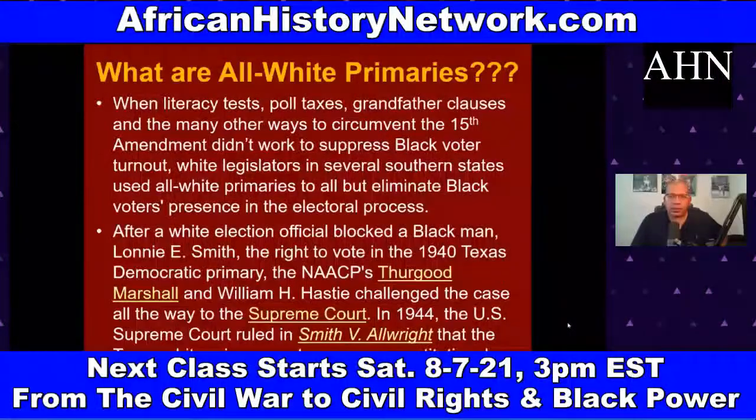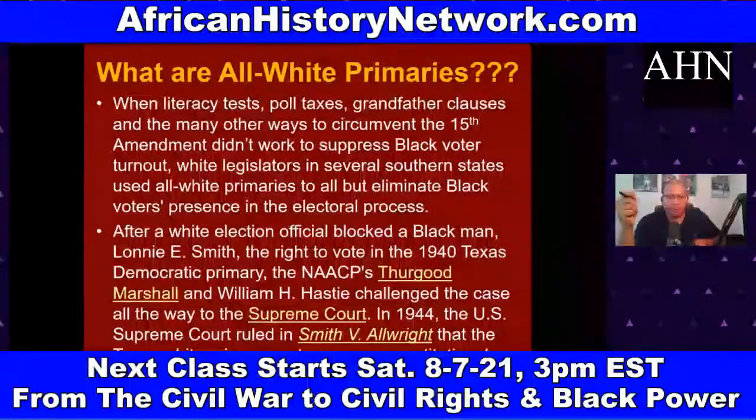When literacy tests, poll taxes, grandfather clauses, and the many other ways to circumvent the 15th Amendment, which guaranteed the right to vote to African Americans, specifically African American men, starting in 1870, did not work to suppress African American turnout, white legislators in several southern states used all-white primaries to all but eliminate African American voters' presence in the electoral process.